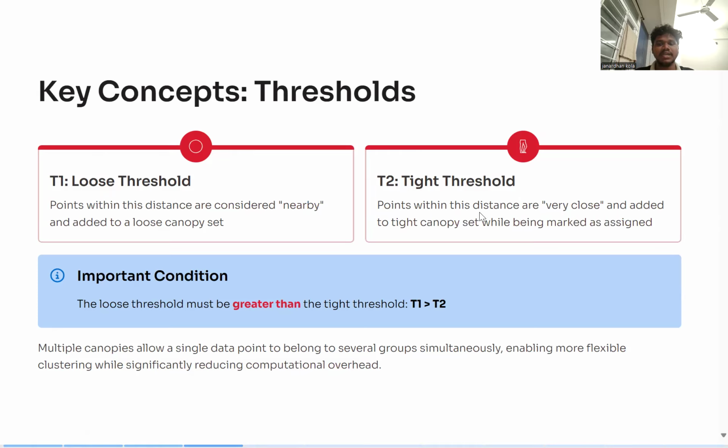The working condition: if distance is less than T1, the point is added to the loose canopy. If distance is less than T2, the point is added to the tight canopy and marked as assigned. So T1 creates a broader group while T2 creates a more precise group. Multiple canopies allow a single data point to belong to several groups simultaneously, enabling more flexible clustering while significantly reducing computational overhead.